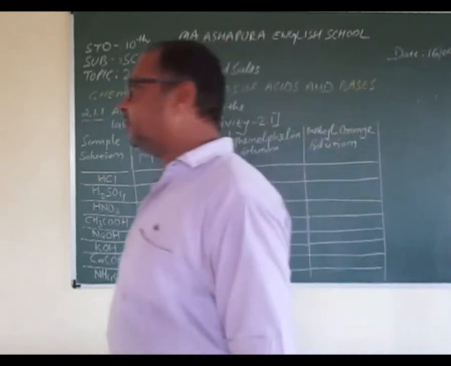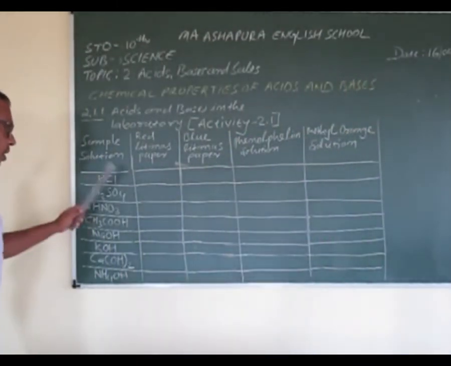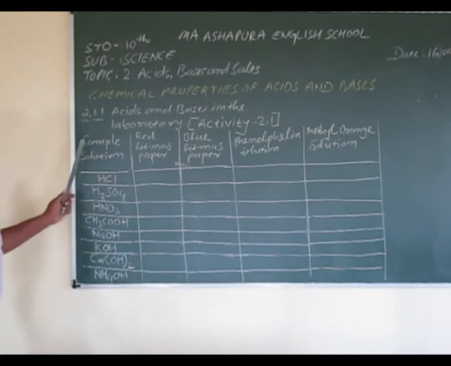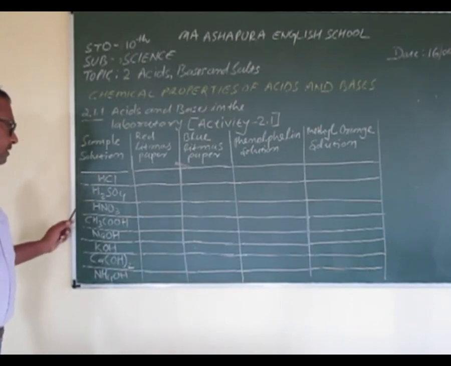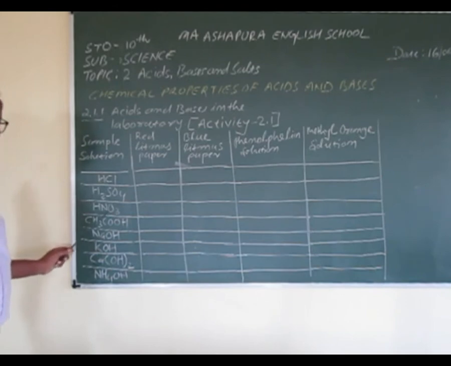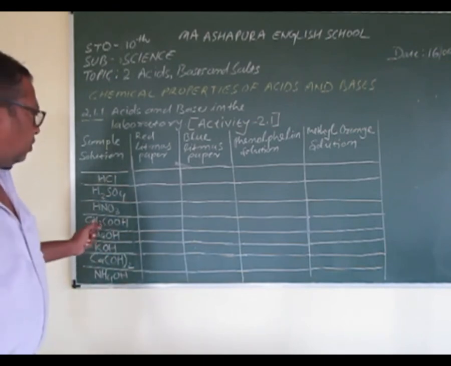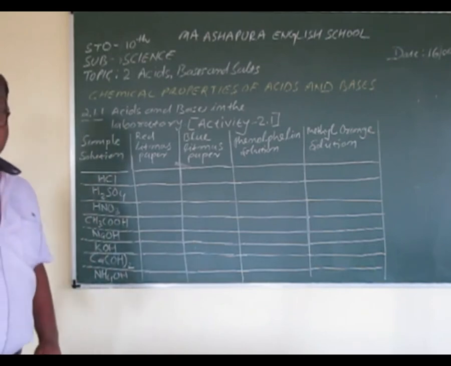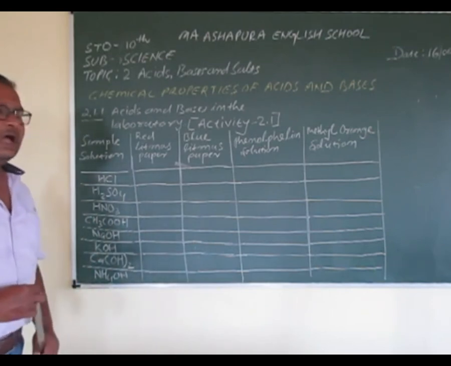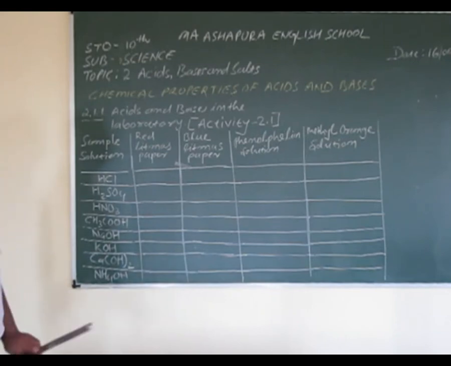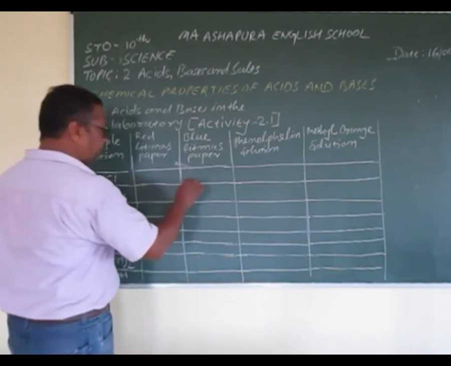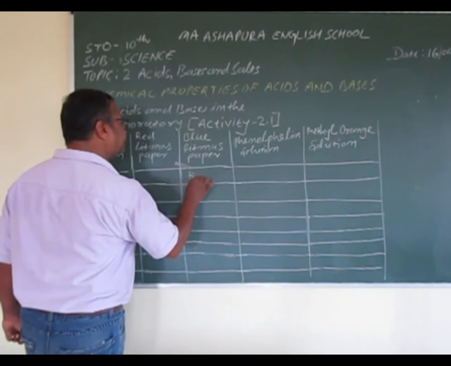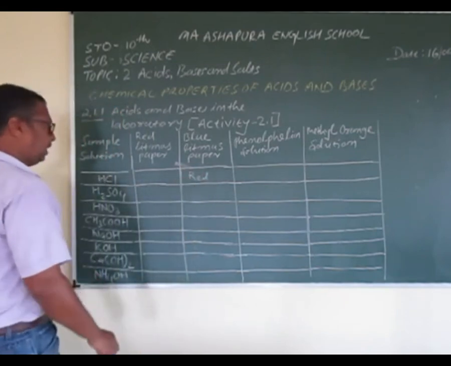We can write the observation here. First one, all of them. The sample solutions of the first four, HCl, H2SO4, HNO3 and CH3COOH, are the acids: hydrochloric acid, sulfuric acid, nitric acid and acetic acid. We know that the common property of acids is that a wet blue litmus paper turns red. So HCl changes the color here and we get red.